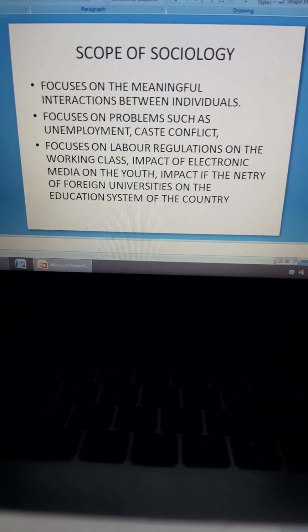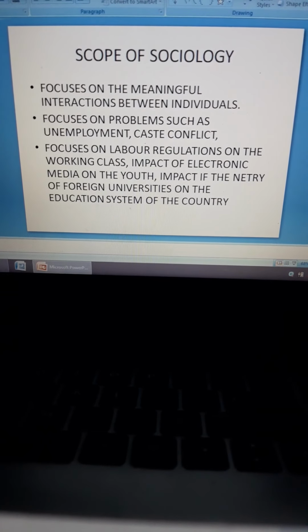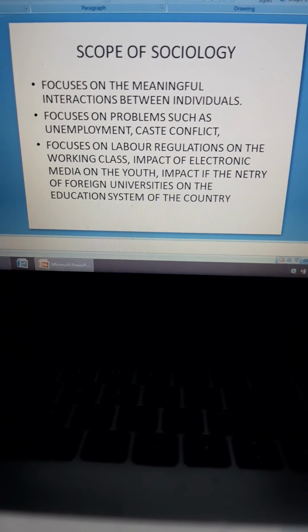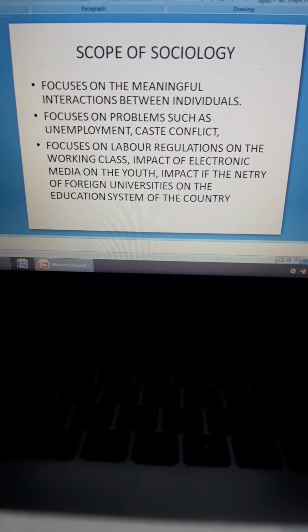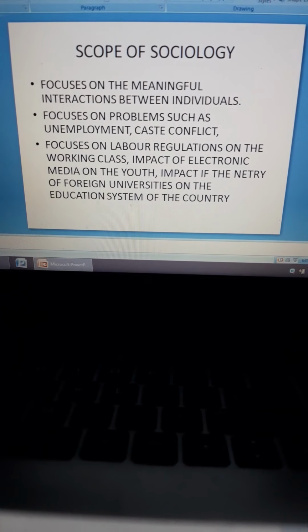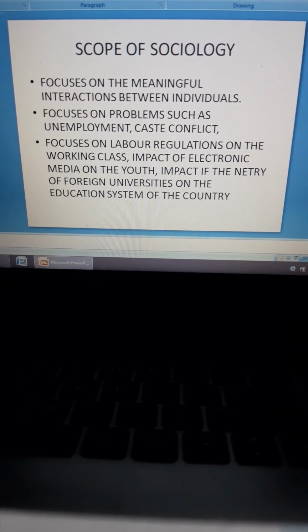So let's move to the scope of sociology and its relationship with other social sciences. Here we are going to study the scope of sociology, that is, what is the major concern of sociology, what does it study. We have already studied that it studies human society. It focuses on meaningful interactions between individuals. It studies the interactions and conversations; it doesn't read conversations, but it studies how they go on. It also focuses on social problems of the society like poverty, unemployment, caste conflict, gender issues, etc.